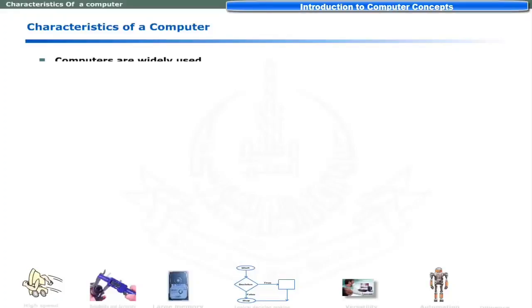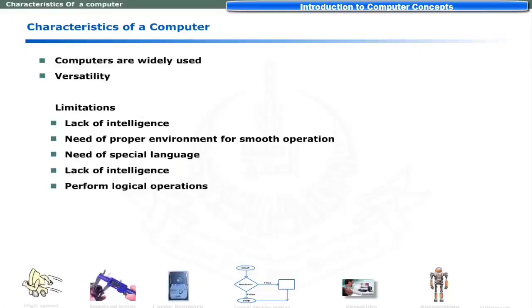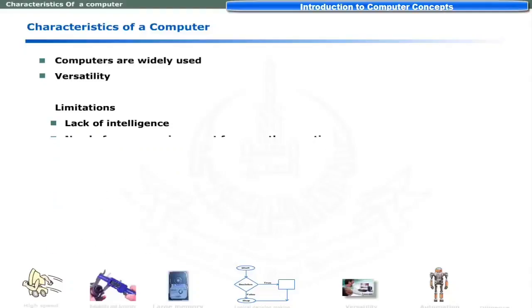Dear learners, although computers are widely used due to their versatility, computers have certain limitations. Some limitations of computers are lack of intelligence, need of proper environment for smooth operation, and need of special language. The first limitation of computer is its lack of intelligence. Although a computer can perform logical operations at a very fast speed, it is unable to think like a human. Presently, computers cannot tell the fragrance of a flower or have no aesthetic sense.